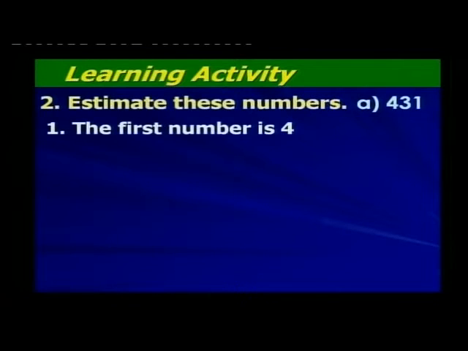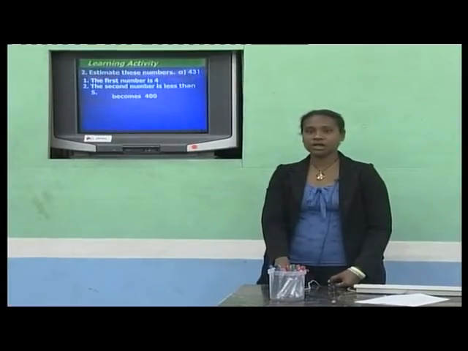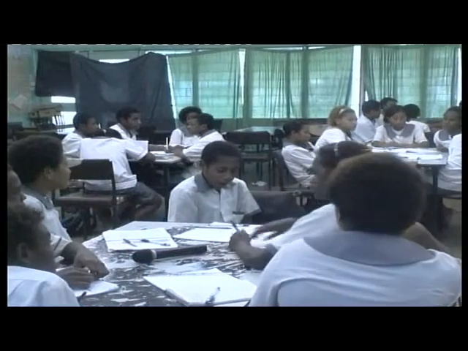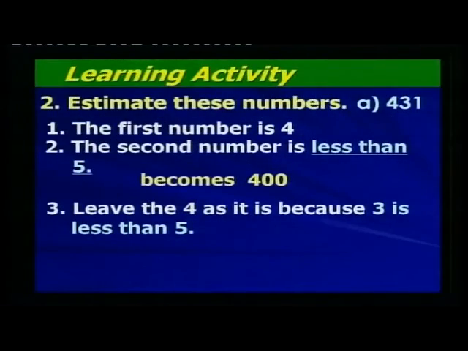So we will quickly go through that together. Okay, the first number is 4. The second number is less than 5. So in this case, the second number is 3. It becomes 400. So if you have 400, put your hand up. It's just a practice. Put your hand up if you have 400. Okay, let's continue. We leave 4 as it is because 3 is less than 5.